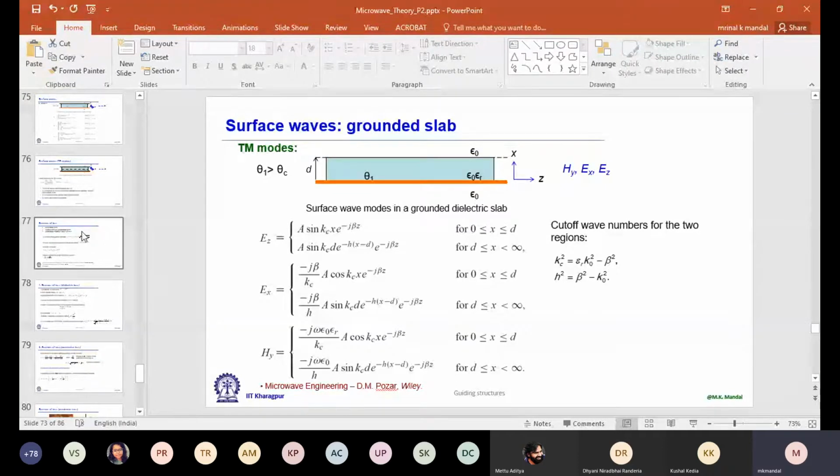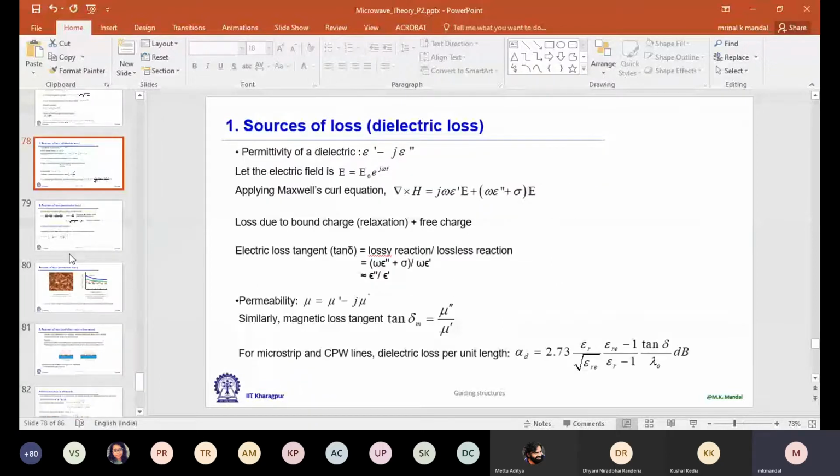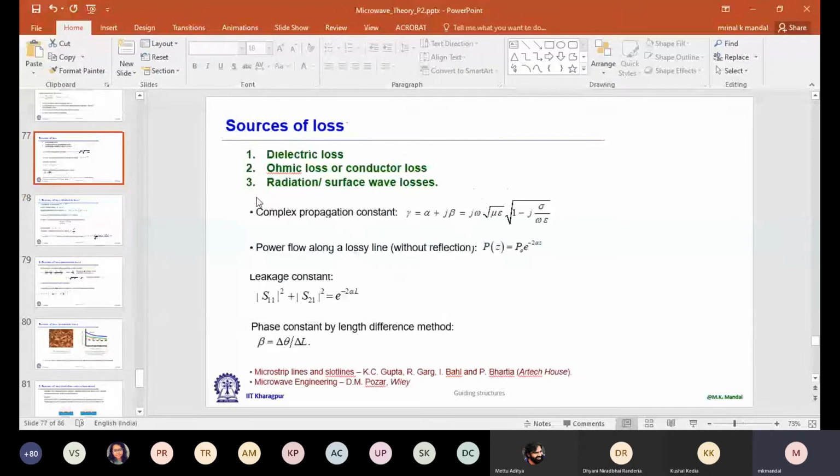Next topic was sources of loss, and we started with dielectric loss, then ohmic loss, and the radiation and surface wave loss. Today we'll discuss a little bit on it. Last time we could not complete it.